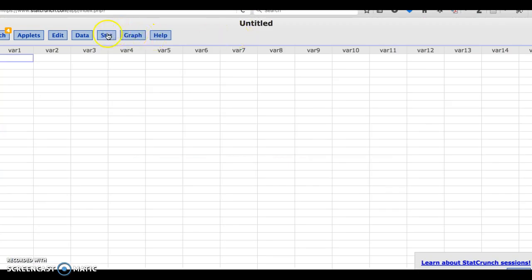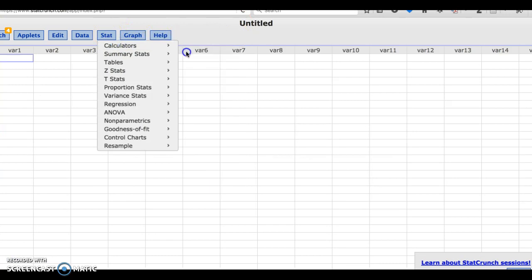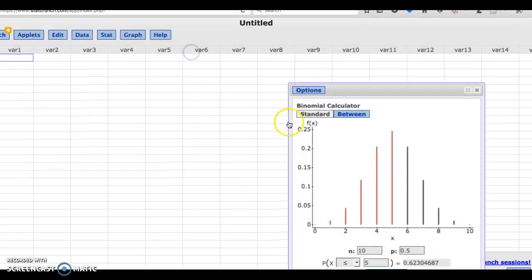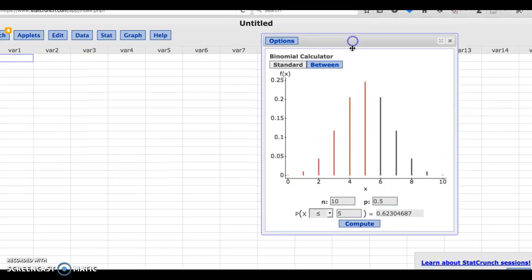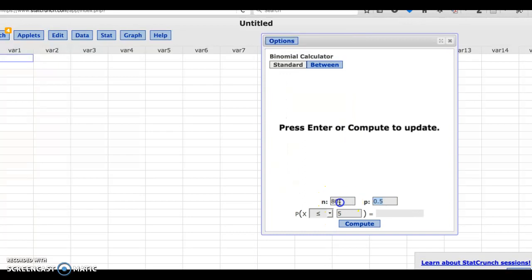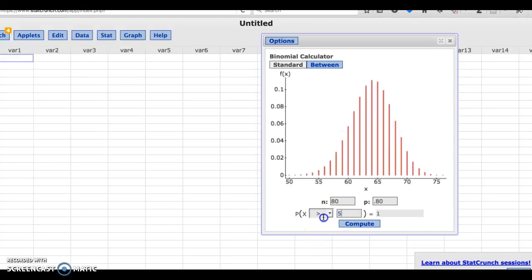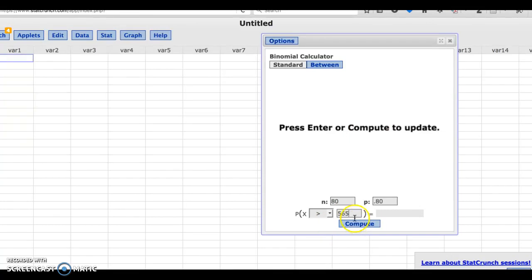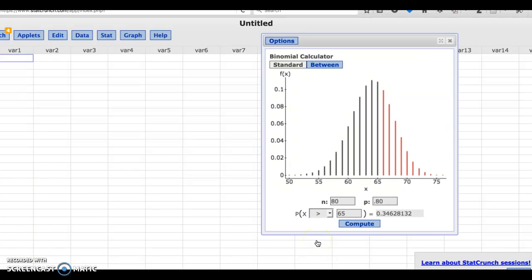So then if we come here to StatCrunch, Calculator, and it's a binomial problem, our sample size was 80, and we're going to use p equal to 0.80 again because we want the probability that they pass. So again, if 20% fail, 80% pass, and we want the ones which are greater than 65. So then if we compute, the answer is 0.346.